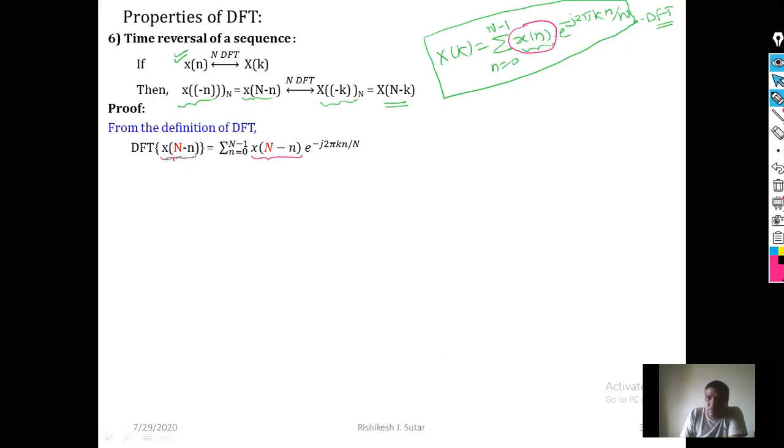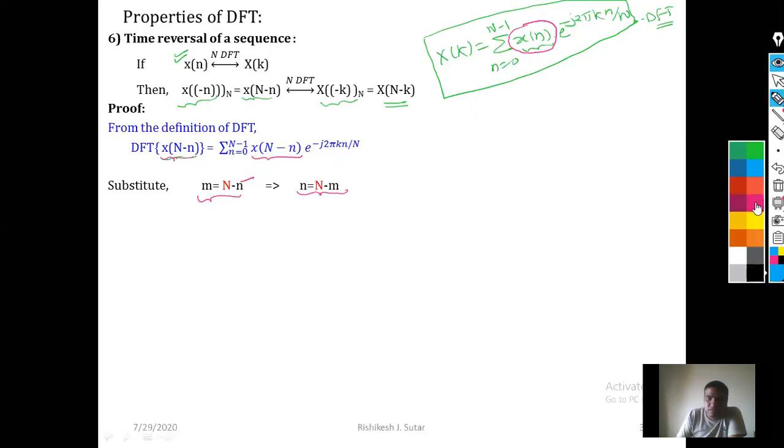Okay, so let us go further. Let us put some substitution. So this is the substitution which I'm going to put. Let us consider m equal to capital N minus small n. If I convert it, this small n can be sent towards the left hand side, and this m can be brought on the right hand side. So what I will get is that small n is equal to capital N minus m. So this substitution I can put here.